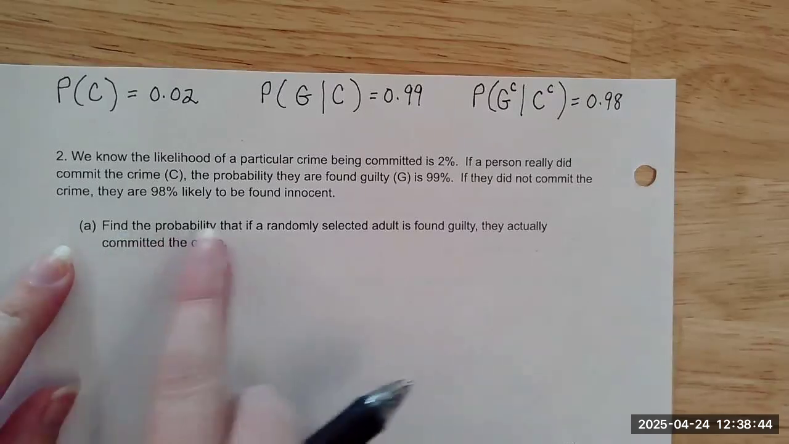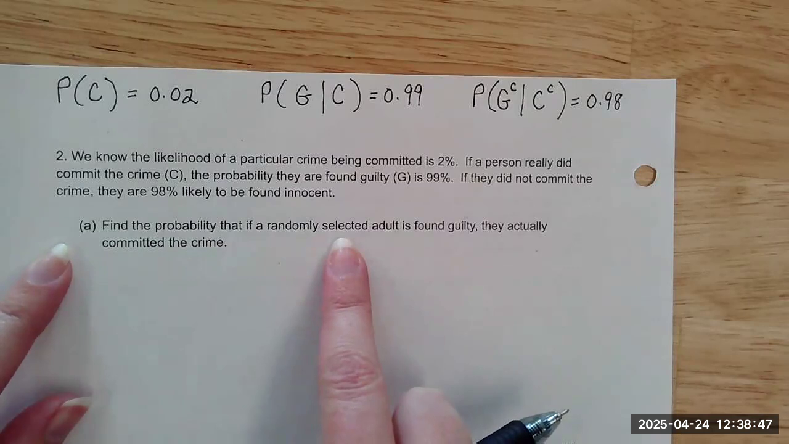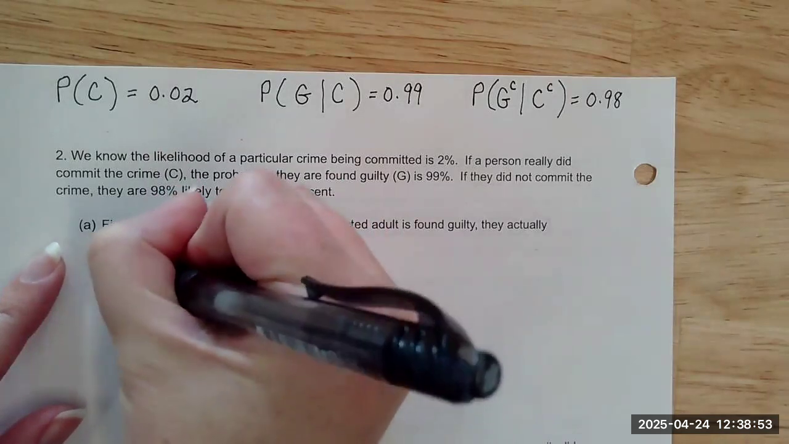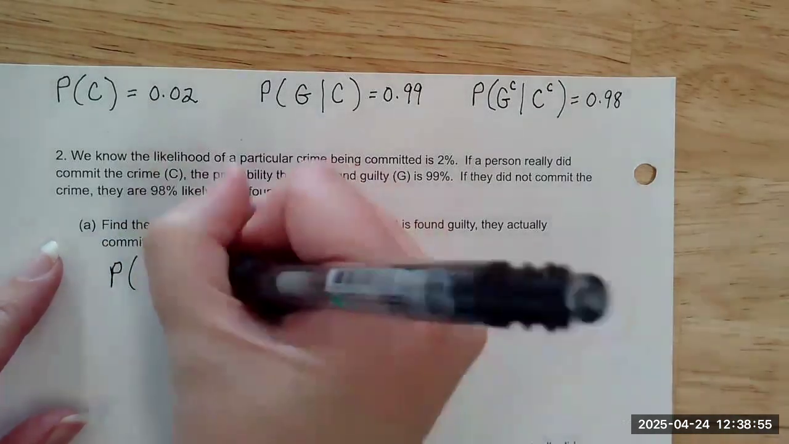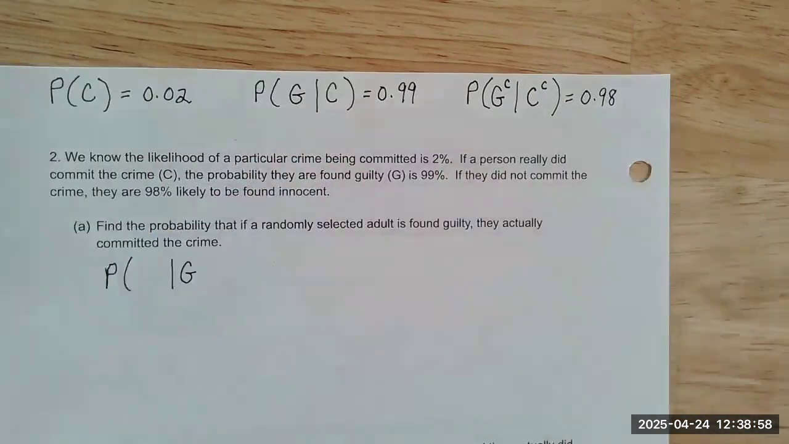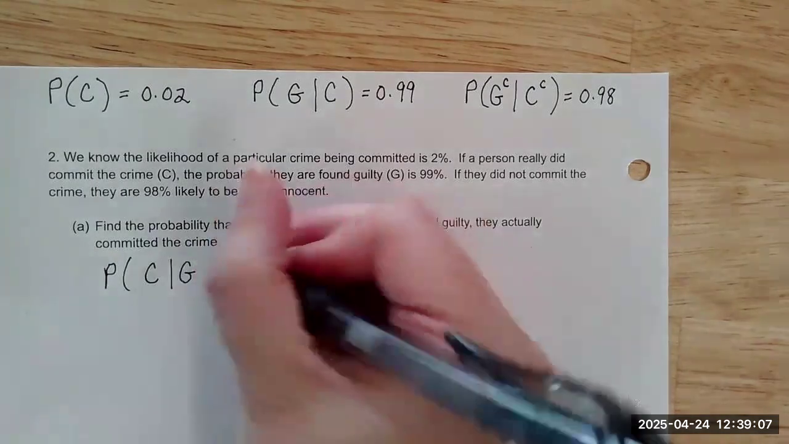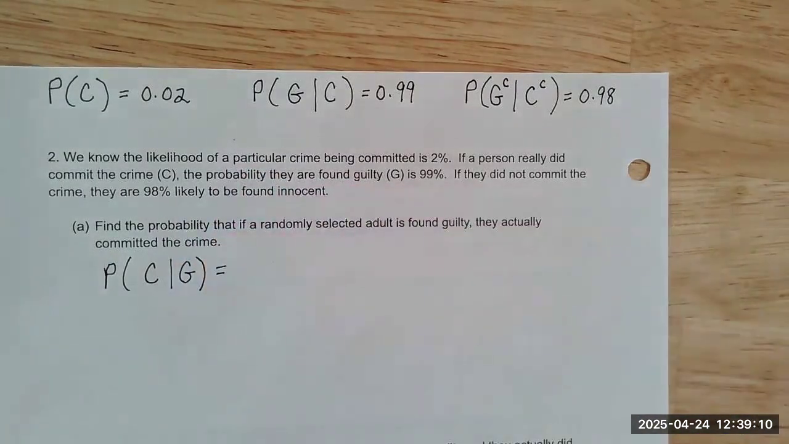Next, find the probability that if a randomly selected adult is found guilty, they actually committed the crime. So given that they're found guilty, they actually committed the crime. That's probability of C given G. All right. How do I know this is a Bayes theorem problem? Yeah, I have that one, but they're asking me for backwards. So I'm like, cool. All right.